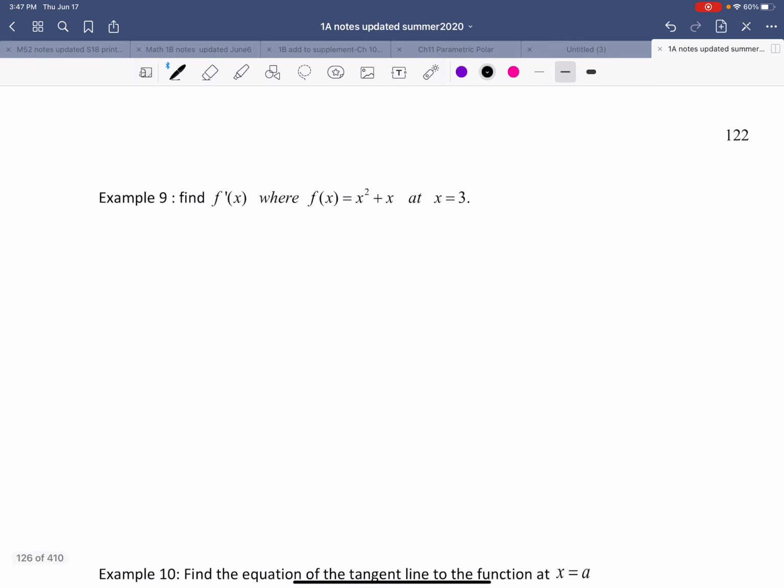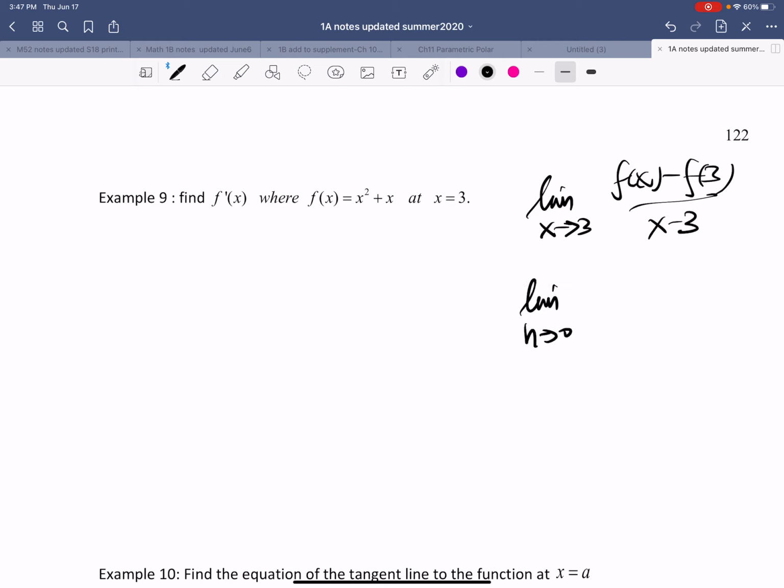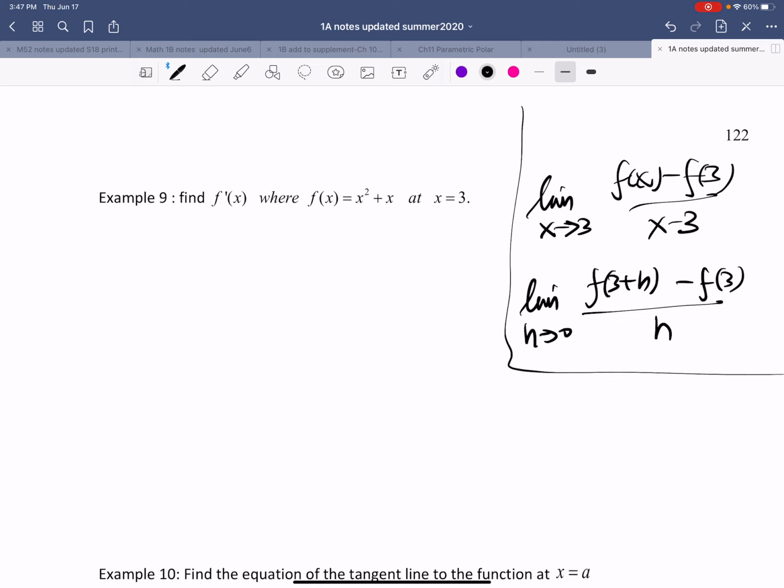Here we have the next example. We want to find f prime of x, where f of x is x squared plus x, at x equals 3. Earlier we did use the limit definition. We found the derivative by using the limit as x approaches 3 of f of x minus f of 3 over x minus 3, or we did the limit as h approaches 0 of f of 3 plus h minus f of 3 divided by h. So we could use these definitions, but they take a long time.